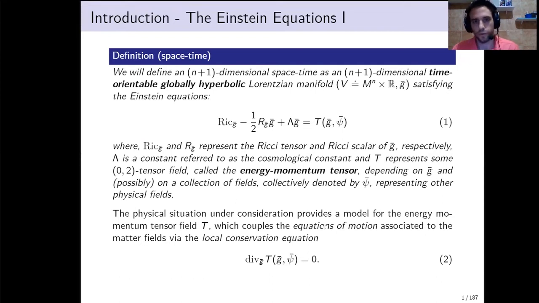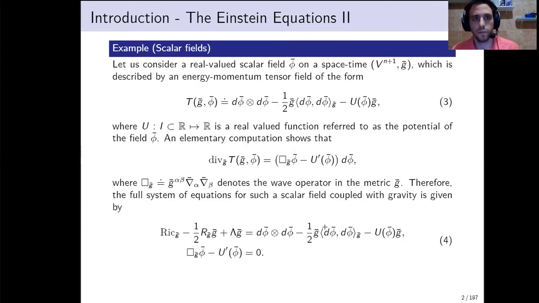So let us provide some examples of the kind of equations that we encounter when coupling the most common classical fields. Let us start with the example of a scalar field. A scalar field is basically, for us, a real valued function on spacetime, and the energy momentum tensor field associated with it has this form given by equation 3, where we have introduced this function u, a real valued function that is known as the potential of the scalar field, and it depends on the specific model that we are trying to analyze.